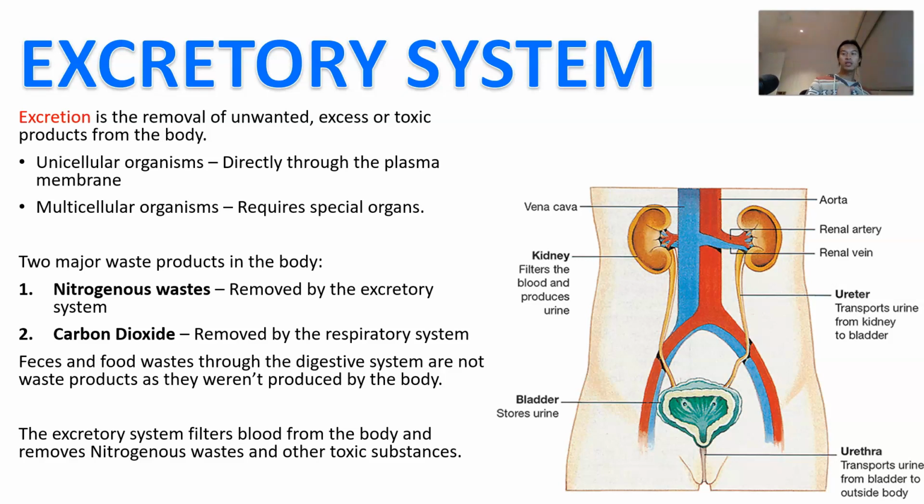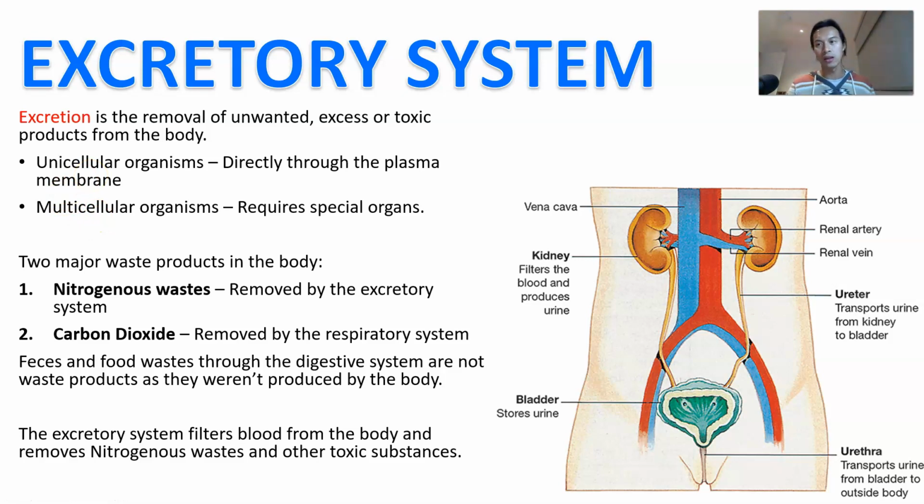Okay, that was the endocrine system. We're going to look now at the excretory system and what the excretory system does. Excretion, the process of excretion, is the removal of unwanted, excess, or toxic products from the body. Okay, now excretion can be quite simple, or it can be quite complex.